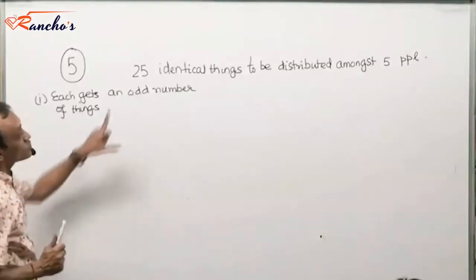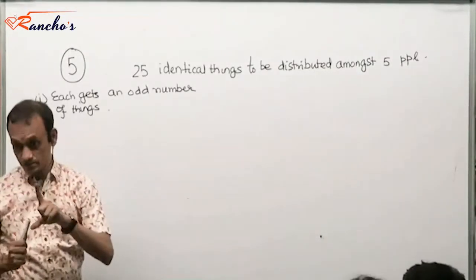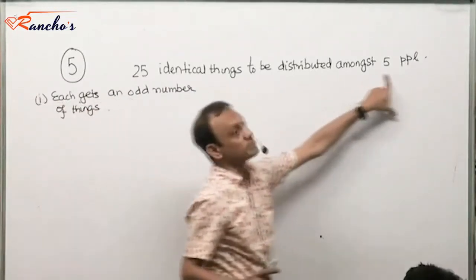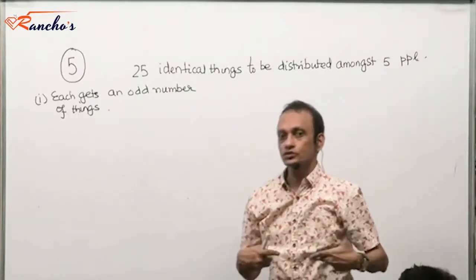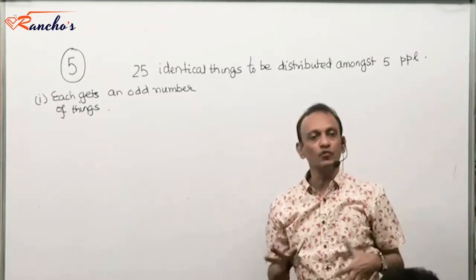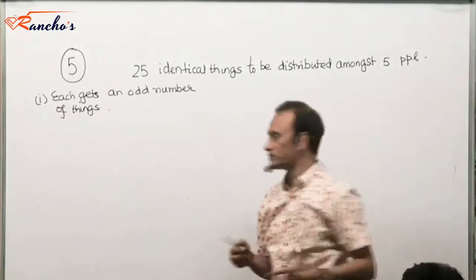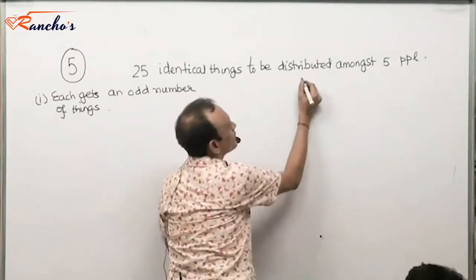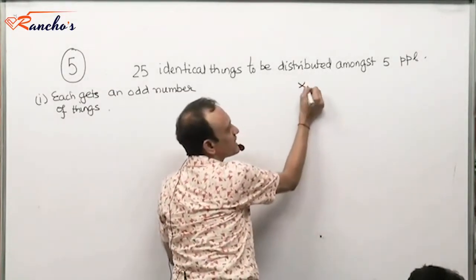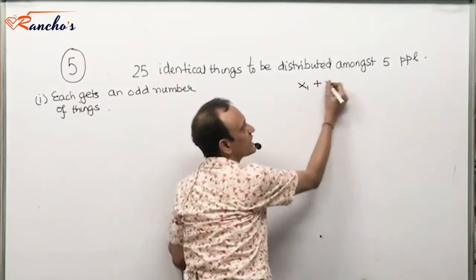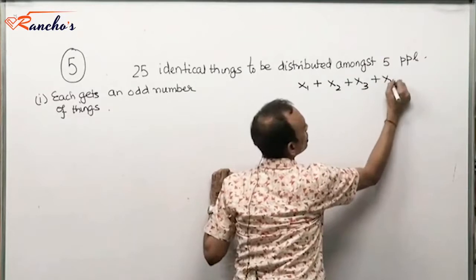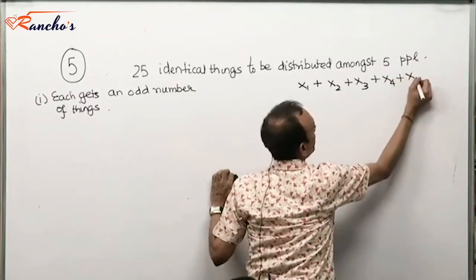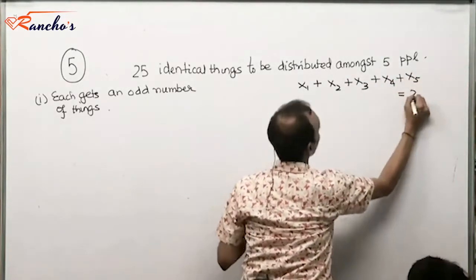Clear now? So there are 25 identical things, and I want them distributed amongst 5 people, and I want each person to get an odd number of things. So essentially, let's say the first person gets x1, the second person gets x2 things, third x3, fourth x4, fifth x5, and this must add up to 25.